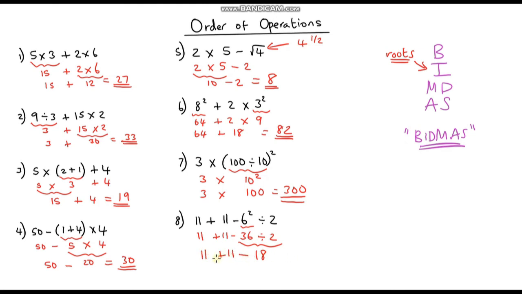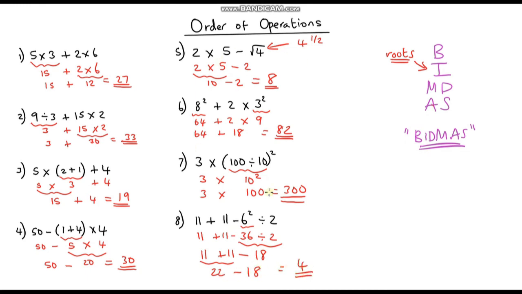And we always go from left to right. So we do the addition and subtraction of the same level, but we go from left to right. So 11 plus 11 is 22. So it's 22 minus 18, which gives us 4.